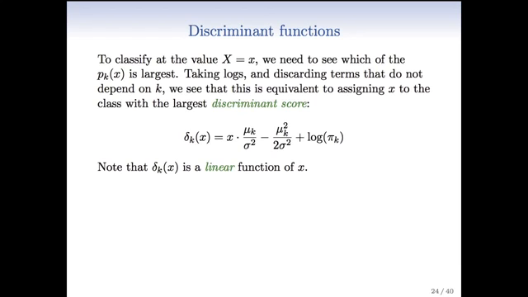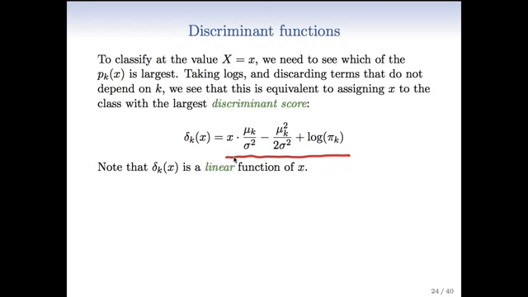So if we take logs, whenever you see exponentials, the first thing you want to do is take logs. And if we discard terms that do not depend on k, that amounts to a lot of cancellation of terms that don't count. This is equivalent to assigning to the class with the largest discriminant score. And so that complicated expression boils down to a much simpler expression over here.